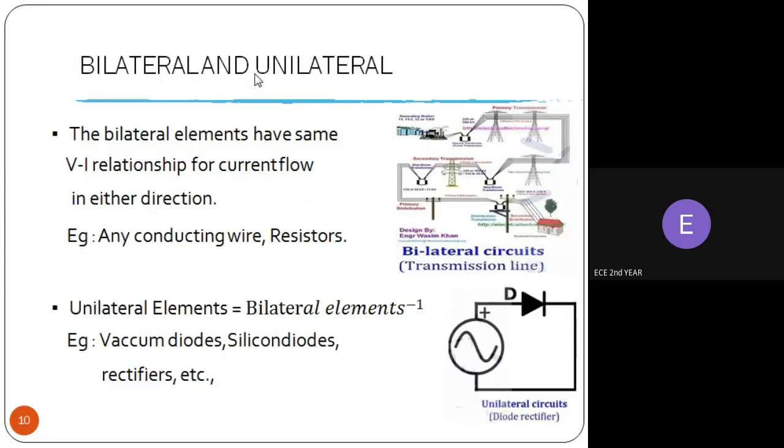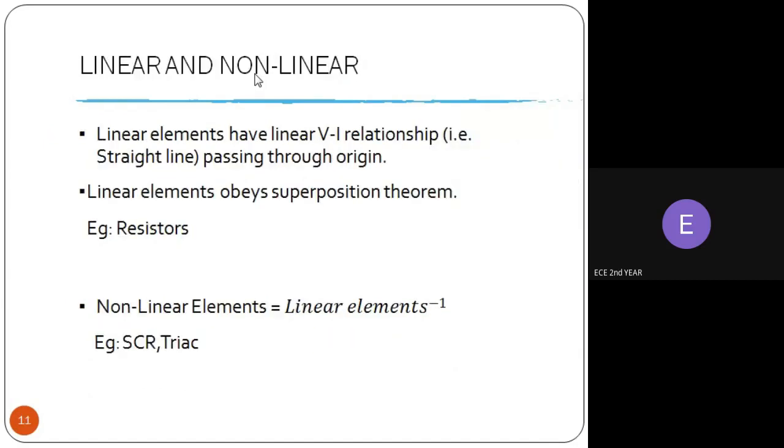Bilateral and unilateral networks. The bilateral network has the same voltage to current relationship for current flow in either direction. Any conducting wires, resistors: these are examples of bilateral networks. And for the unilateral networks, examples are vacuum diodes, silicon diodes, rectifiers. So these are all examples of unilateral networks.